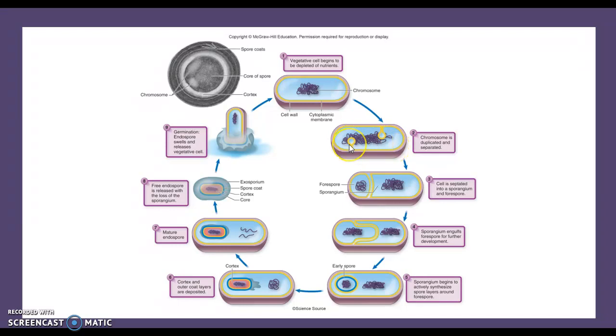duplicates the chromosome and separates that chromosome into two parts of the cell. So we have this forespore and then the sporangium, and each one contains an exact copy of the DNA. The sporangium is going to engulf or swallow the forespore, and then the sporangium begins to produce and create the layers that are going to form the spore. So we have the spore developing here within the sporangium.